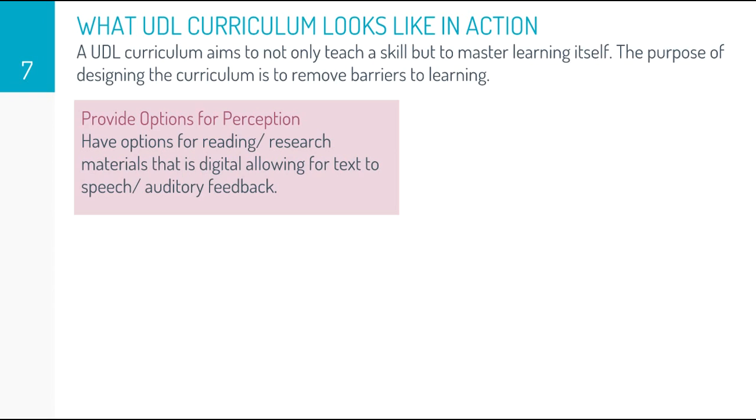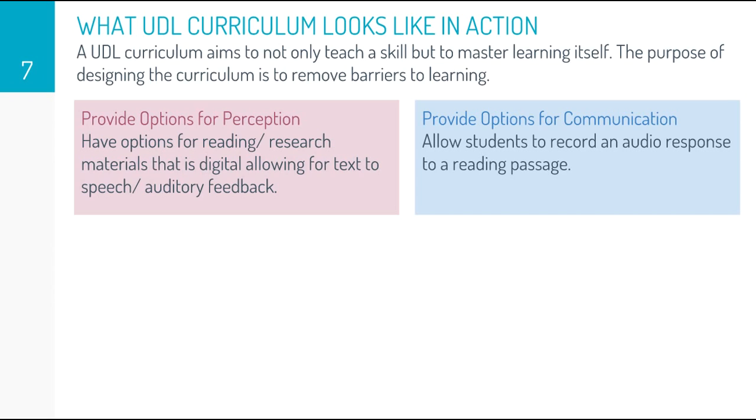All right, so providing options for perception. If everyone's reading a book, can you provide an option for reading that's digital? And then a student can use text to speech or have an audiobook available for reading. Options for communication. Do they have to write everything, or can they just record an audio response to a reading passage, and then you can take a look at their comprehension that way?